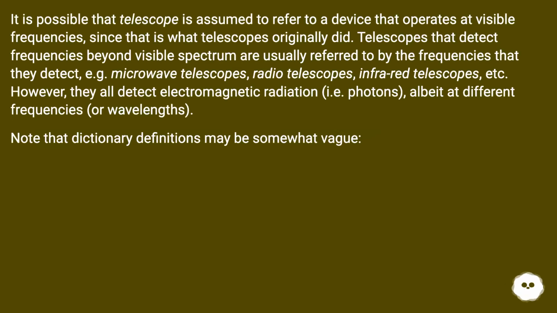It is possible that telescope is assumed to refer to a device that operates at visible frequencies, since that is what telescopes originally did. Telescopes that detect frequencies beyond the visible spectrum are usually referred to by the frequencies that they detect, e.g. microwave telescopes, radio telescopes, infrared telescopes, etc. However, they all detect electromagnetic radiation, i.e. photons, albeit at different frequencies, or wavelengths. Note that dictionary definitions may be somewhat vague.